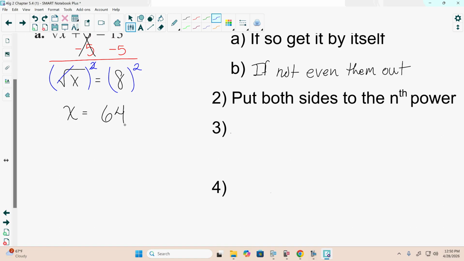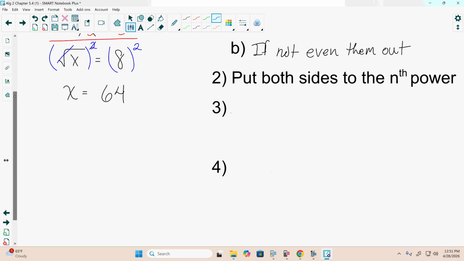There is no plus or minus with this. Because at this point here, we're saying what times itself is 8. Because we're trying to find the square root of x. What times itself gives me 8. So we only have one option, because really here we're solving it at this point. But we don't need a plus or minus when we square both sides.